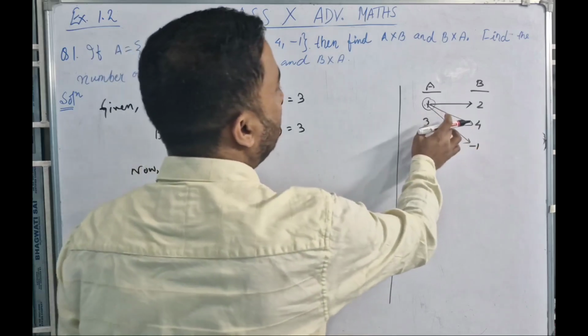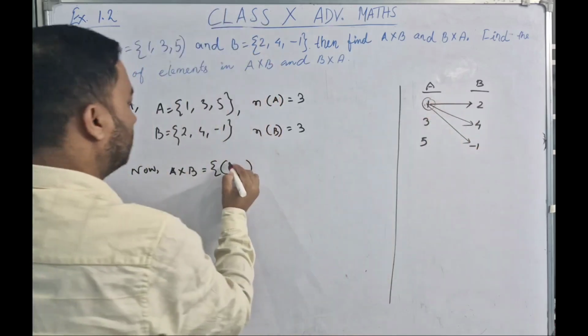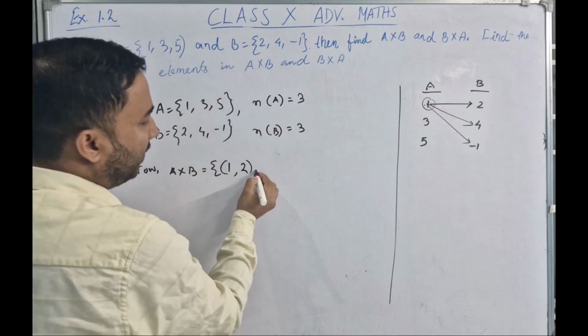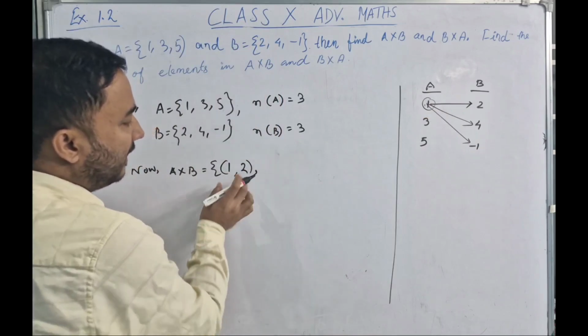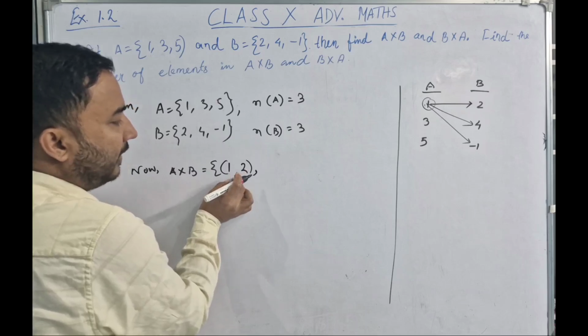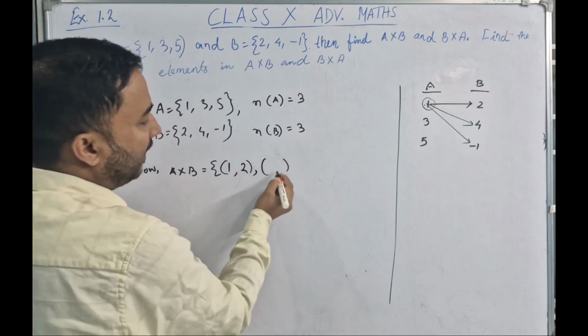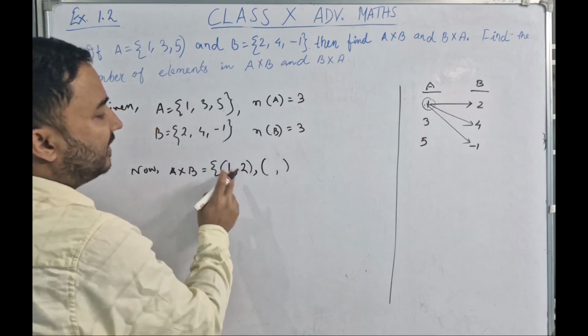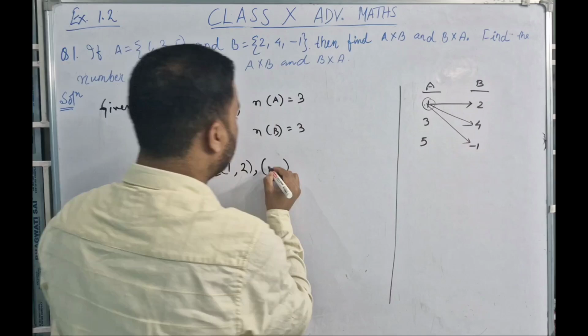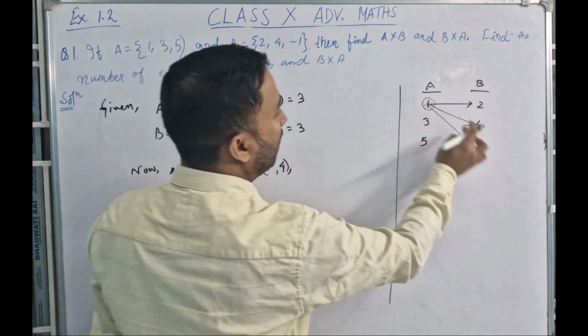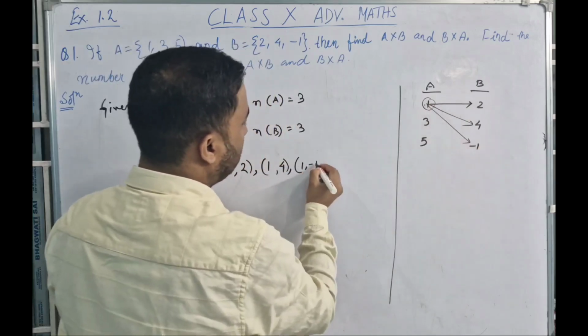This arrow diagram will tell you the ordered pair (1, 2). After an ordered pair, we have to put a comma here. The components are separated by a comma, as well as the ordered pairs are also separated by a comma. Then after (1, 2), we have (1, 4). Then we have (1, minus 1).